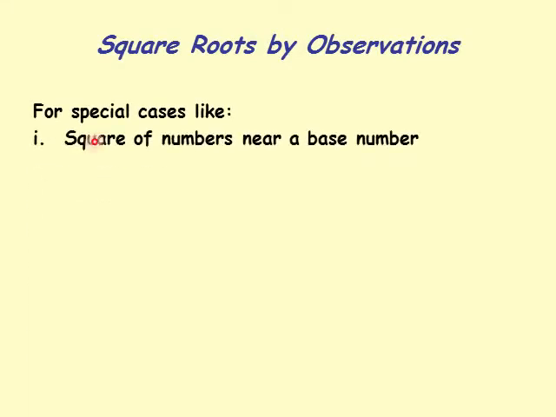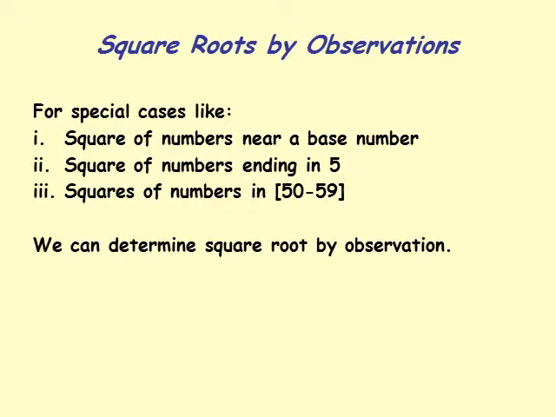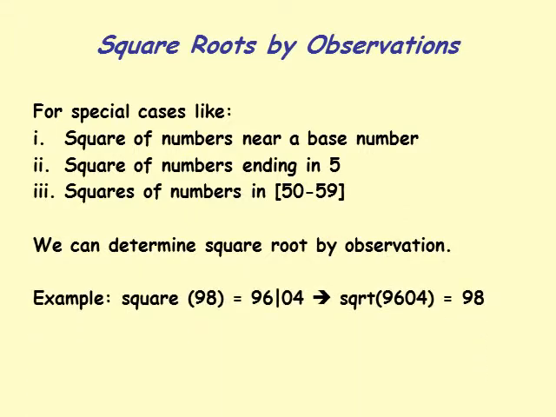For some special cases, like squares of numbers near a base number, squares of numbers ending in 5, and squares of numbers in 50 through 59, we can determine the square root by observation. Because we know the square, we can use that to determine the square root. For example, the square of 98 is 9604, so the square root of 9604 must be 98.